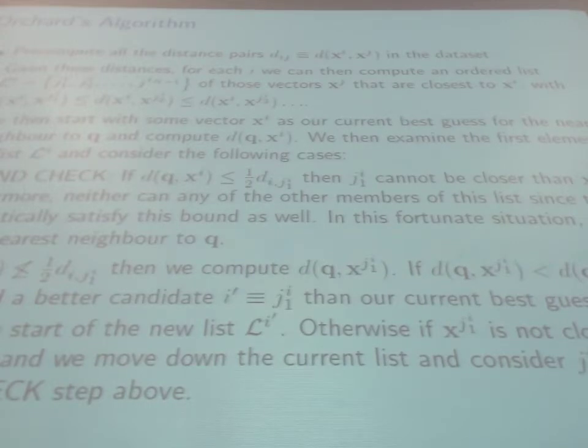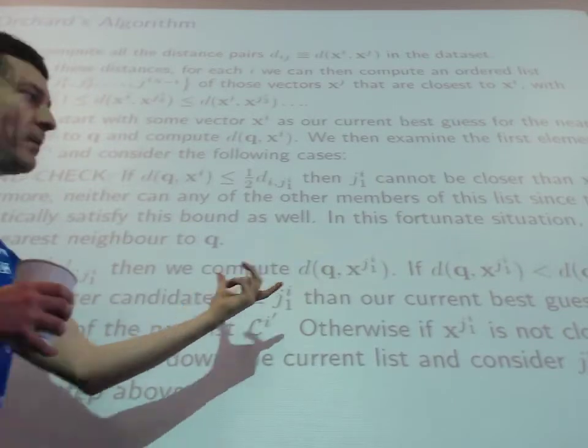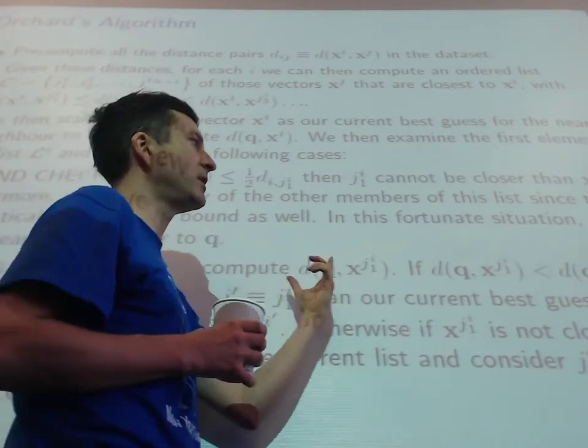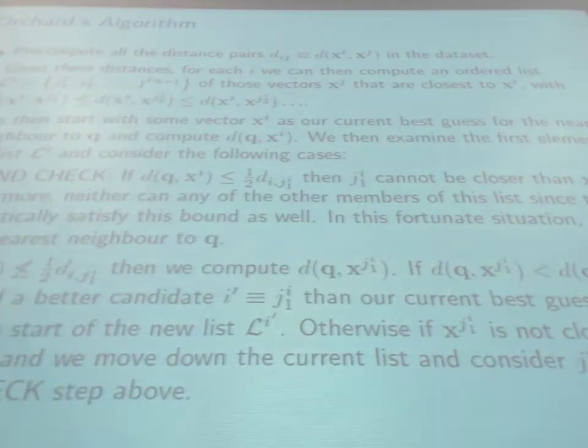If this is not true, then you need to move on and actually compute the distance. The first one in the list is now a potential new candidate. So you compute the distance between q and xji1, the first element of this list. If this distance is better than your current best distance, then this becomes your new best guess. That means xji1 was potentially a better candidate than what you had before. And now you jump to the list for that new candidate.